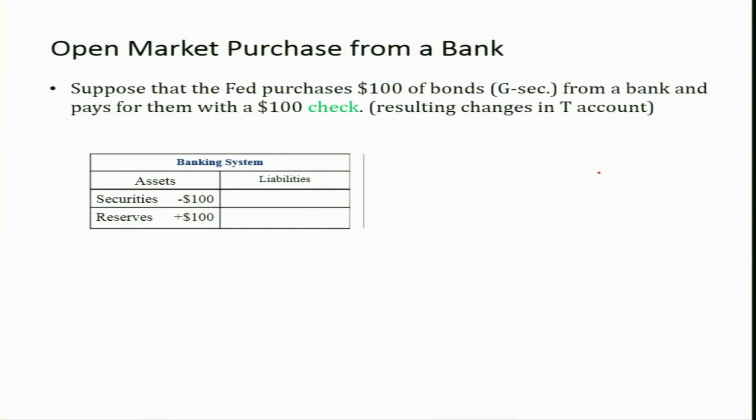For example, suppose that the Fed purchases $100 of bonds, that is government securities, from a bank and pays for them with a $100 check.